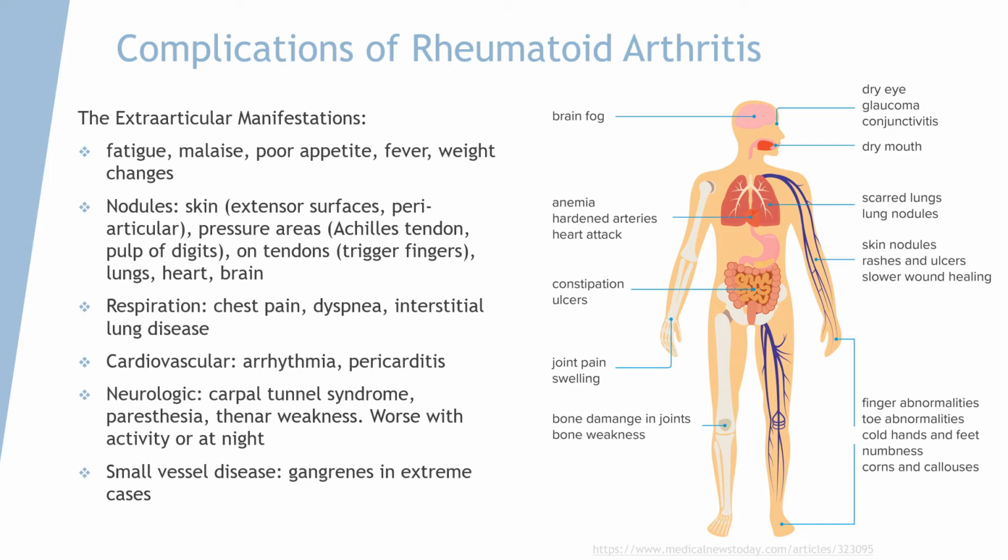Neurologic symptoms include carpal tunnel syndrome, typically from the tight retinaculum on your wrist, paresthesia, which is a sense of tingling at your peripheral limbs, thenar weakness, which is the muscle at the base of your thumb, and also worse with activity or at night. The small vessel disease can include gangrene, rotting away of the flesh in extreme cases. Because of the inflammation, there is inadequate circulation around the periphery of the body.